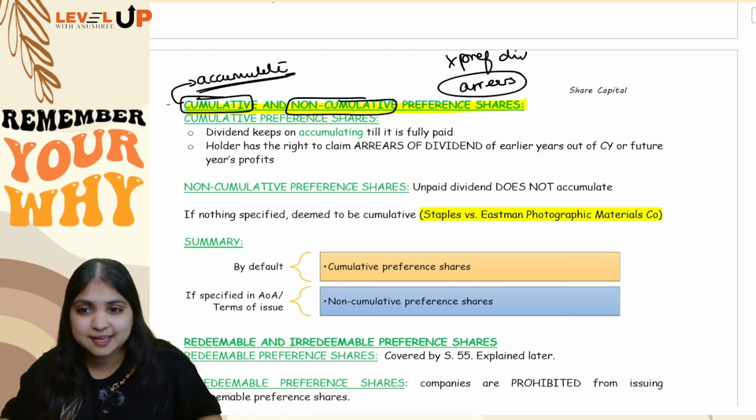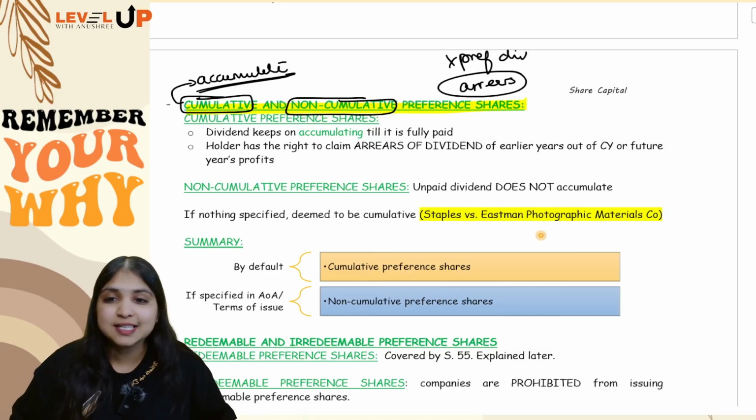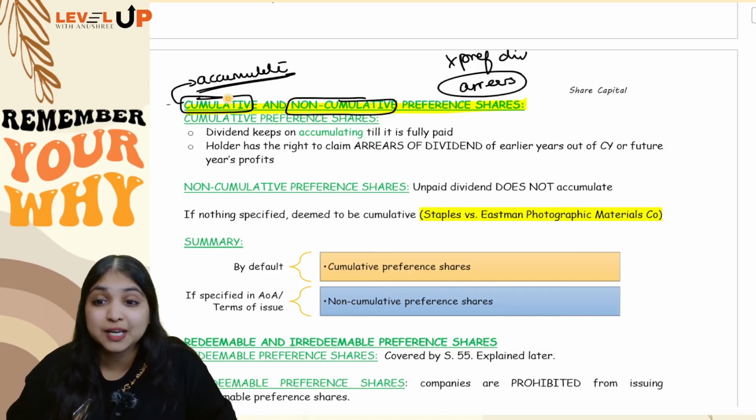Now again the same question arises, what if nothing is mentioned? If nothing is mentioned, then preference shares will be considered to be cumulative only.